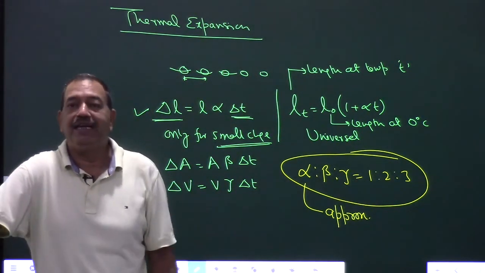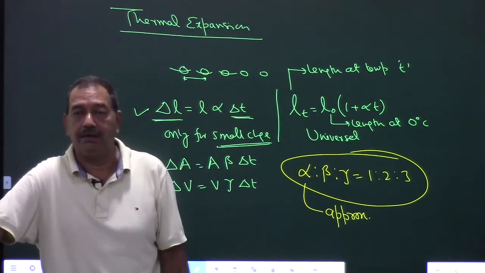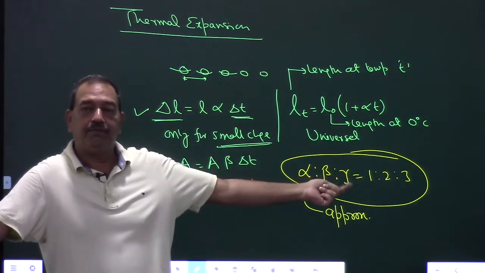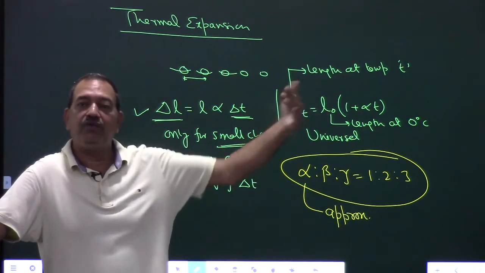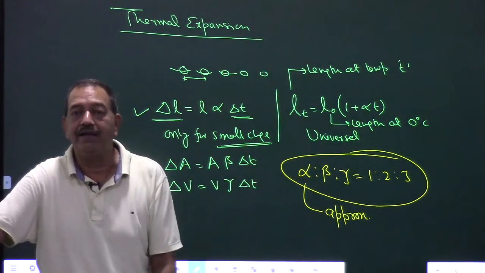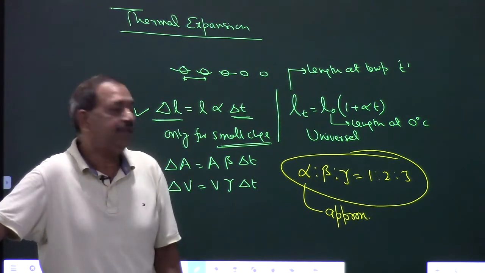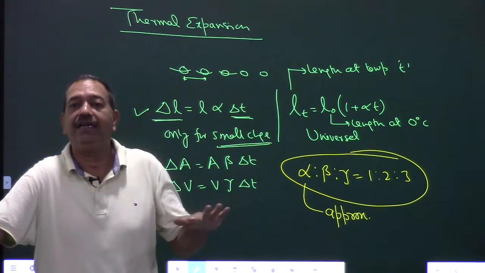If the lattice structure is cubical, then it is perfect. Then the ratio will be 1 is to 2 is to 3. But if the lattice structure is not cubical, then this relation will not be exactly 1 is to 2 is to 3.